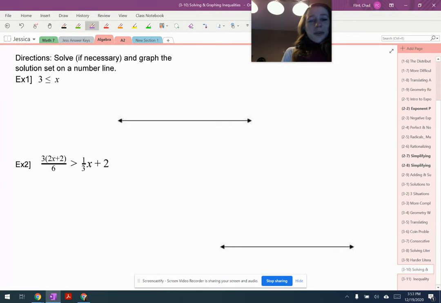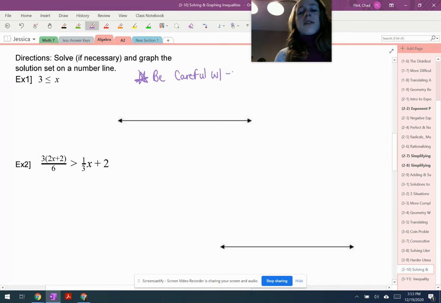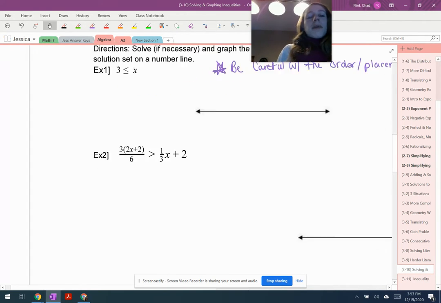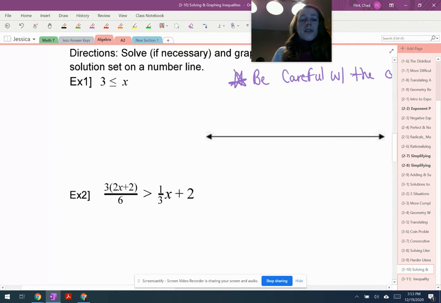So looking at this example 1 here, the thing you want to realize and look at, and I'm going to put a big star by this, is that you need to be very careful with the order or placement of the variable. What I mean by that is, if you look at this example 1 here, this says that 3 is less than or equal to x.